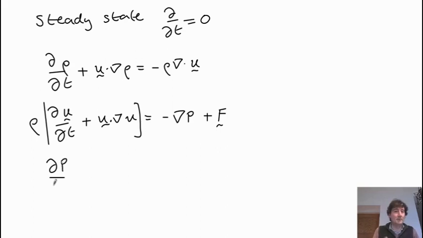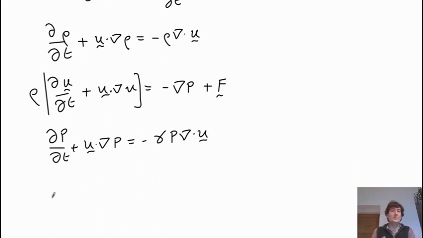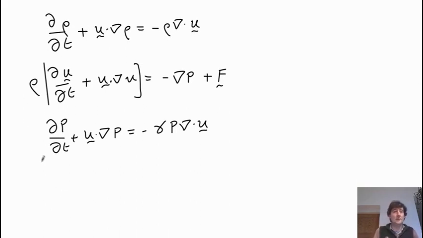And then finally we have the pressure equation. So dp by dt plus u dot grad p equals minus gamma, the ratio of specific heats, times p, and then again divergence of u. So these are the equations we're going to consider. First, we're going to look at hydrostatic.